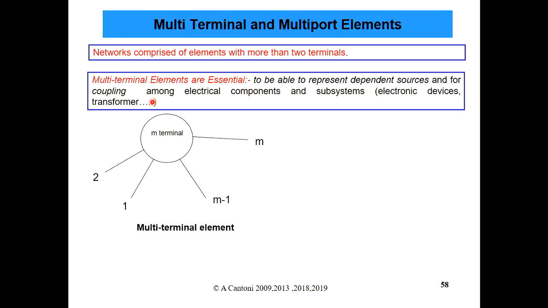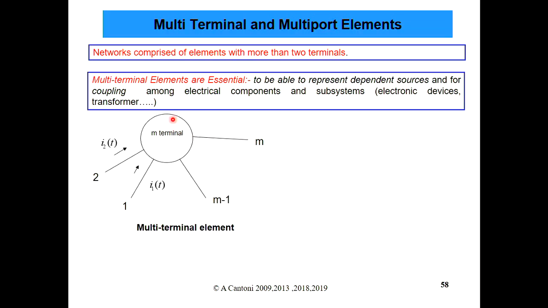So, we may not be interested in all the details of the circuit underneath, but we just want some mathematical description of the relationship of the currents and voltages at the different terminals, okay? So that we can use that to design something or as a part of a bigger system.